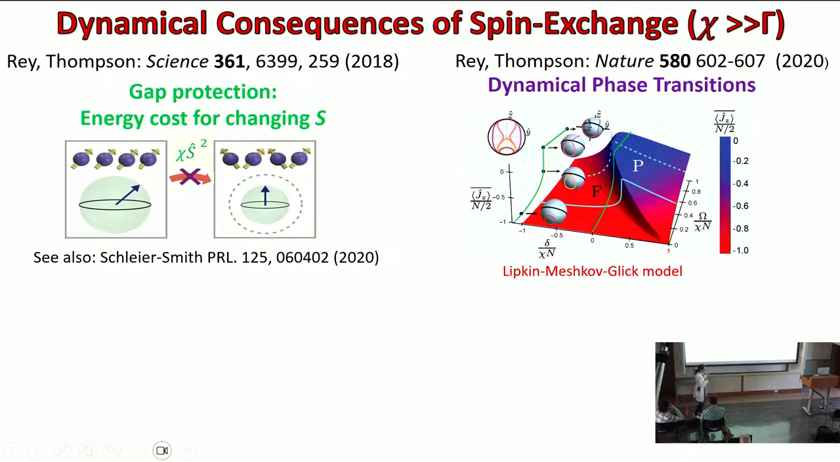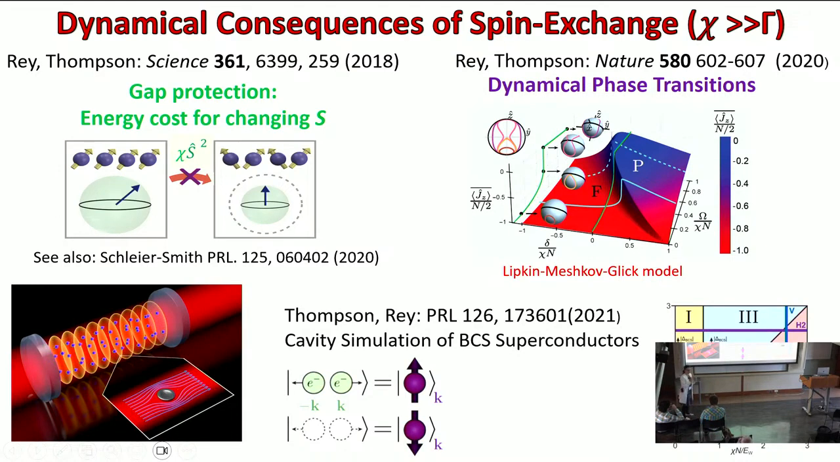Also, we can drive the cavity, for example, and look at the competition between the exchange and the drive, exploring what is called the Lipkin-Meshkov-Glick model. There we have a competition between the drive, which wants to make the atoms oscillate, and the exchange interactions, and we can look at the different regimes from paramagnetic to ferromagnetic.